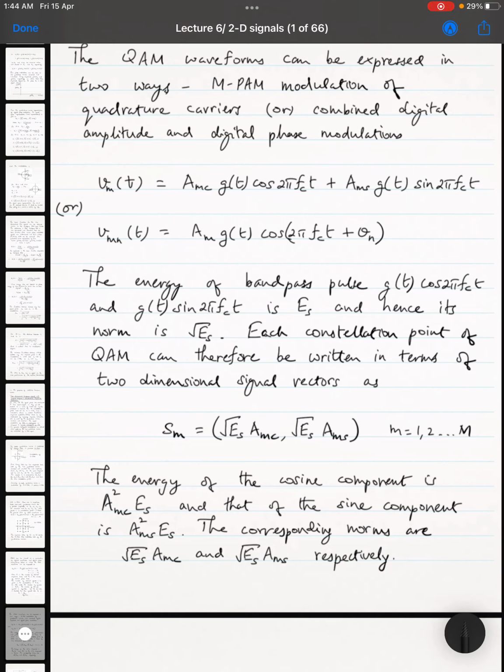Okay, so from this we can now calculate the energy of the cosine component and the sine component. So the energy of the cosine component is simply going to be AMC square ES, so basically the square of this term, and the energy of the sine component is going to be the square of this term. So the norms are what is represented. The points in the space are representing the norms, and that is the coordinates of the x-axis and y-axis, or the coordinates of the corresponding basis functions, that is. So we have the energies of each of the quadrature components. So the energy of the cosine component and the energy of the sine component will be the square of this multiplied with the energy of g of t, which is ES, right?